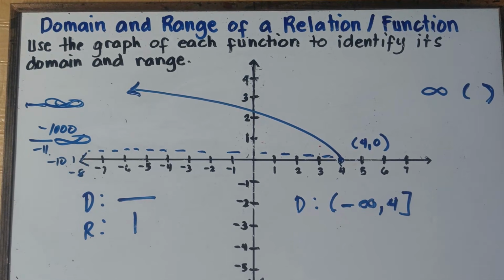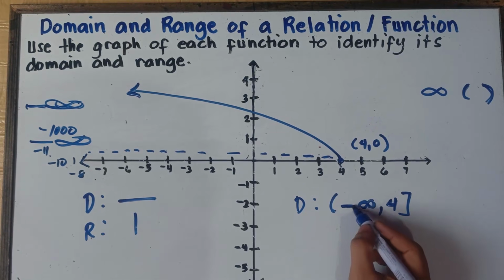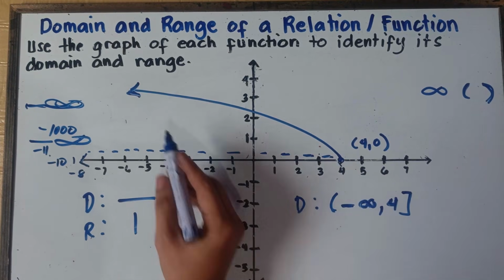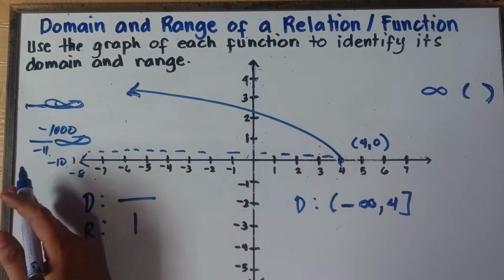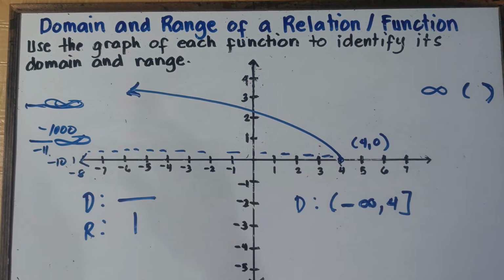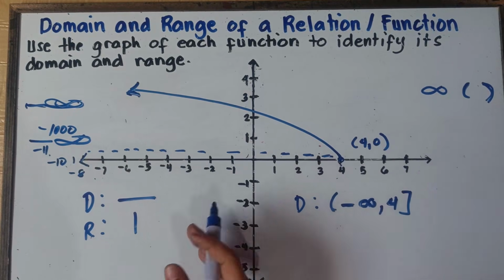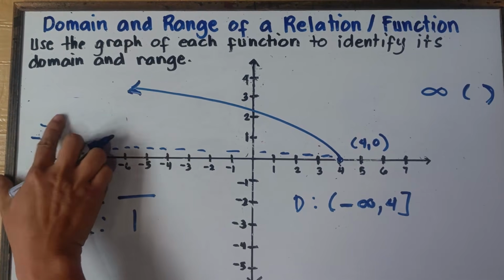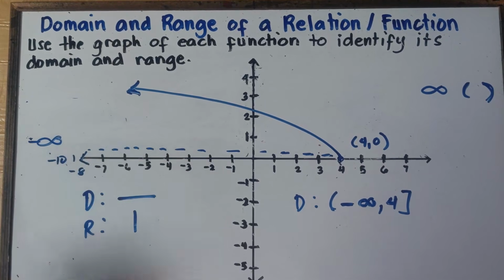Once again, class, I hope you're not confused. Sir, question, sir. Why do we have negative infinity? Because the domain, class, will be horizontal distance. And we know we have an arrow, it will extend infinitely, including negative 10, negative 20, negative 1,000, negative 1 million, negative 2 billion, up to negative infinity.